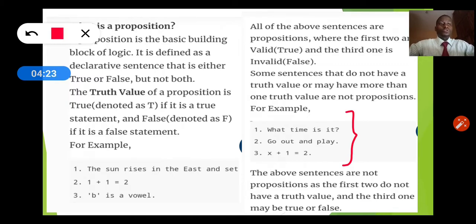X plus 1 equals 2. Because we don't know what x is, in this third example, we can't say if it is true. Do you understand? So that is not a proposition. Once an answer of true or false is not specific to a particular statement, then it is not a proposition. So those sentences cannot be assigned a true or false. That's the reason why they are not propositions.